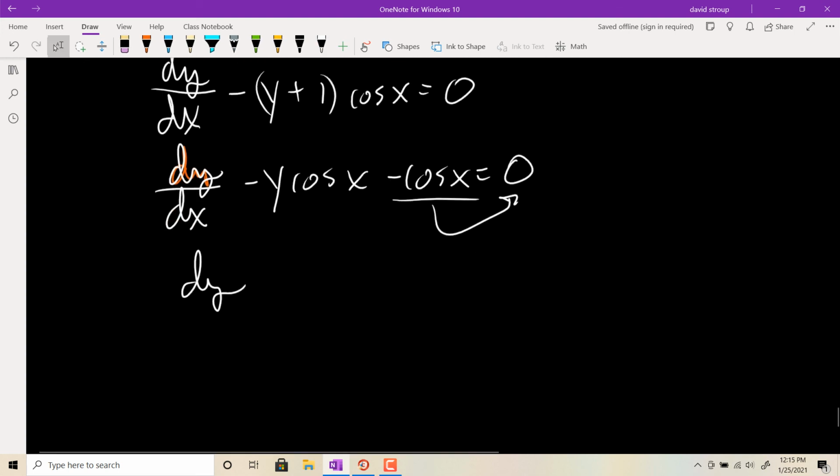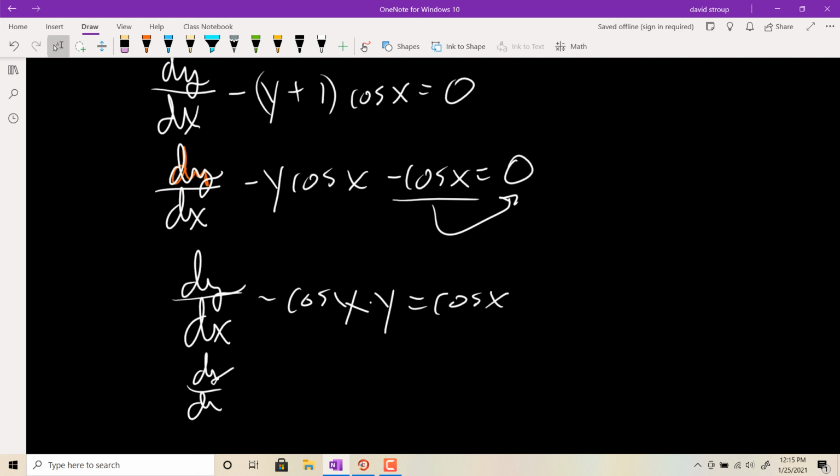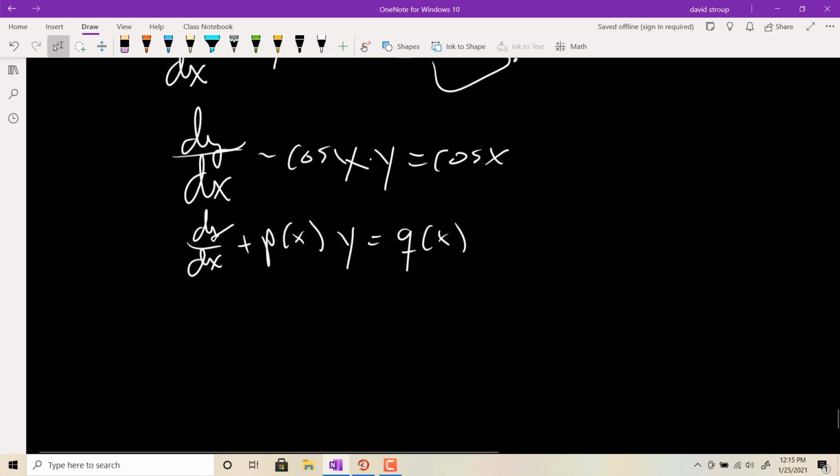Okay, so dy dx minus cosine x y equals cosine x. So now it's in the form dy over dx plus p of x y equals q of x. Okay, so I need the integrating factor. Mu equals e to the integral, in this case, of negative cosine x dx.